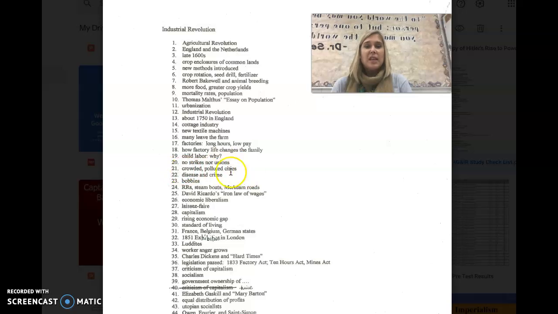These are some city features on 21, so that's self-explanatory. Same thing on 22, so 21 and 22 should be studied together with urbanization and how bad the cities were becoming during the Industrial Revolution.